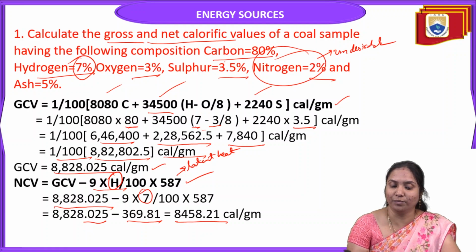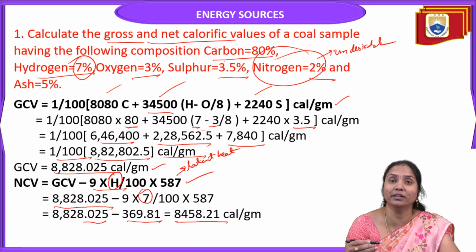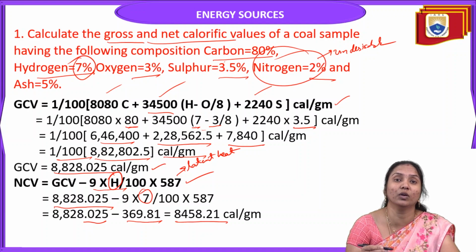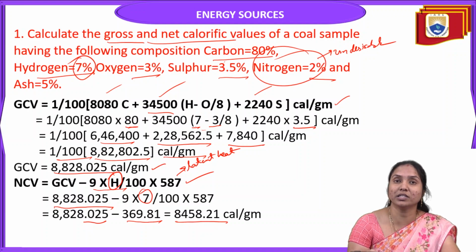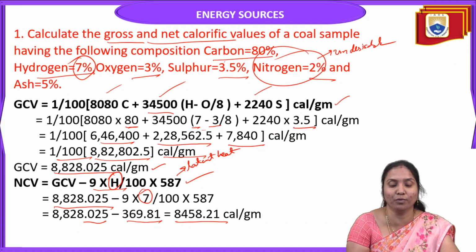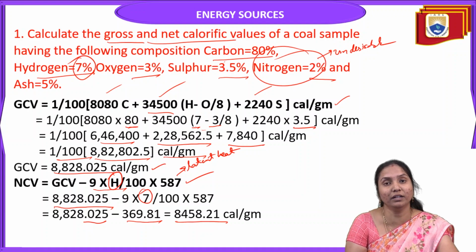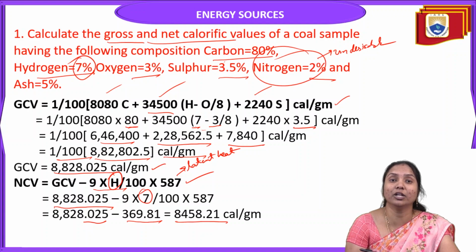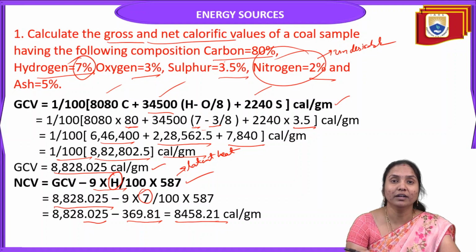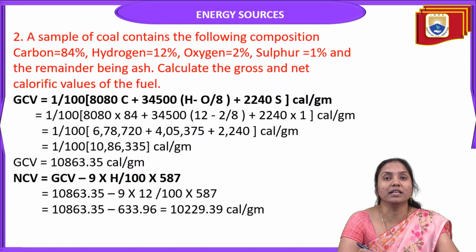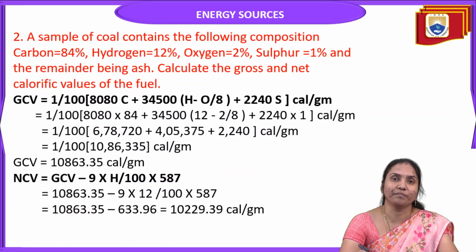So in this problem, you can calculate the gross calorific value and net calorific value by using Dulong's formulas. What is the gross calorific value of the given fuel? 8,828.025 calories per gram. And the net calorific value of the given fuel is 8,458.21 calories per gram. So the next problem: a sample of coal contains the following composition.